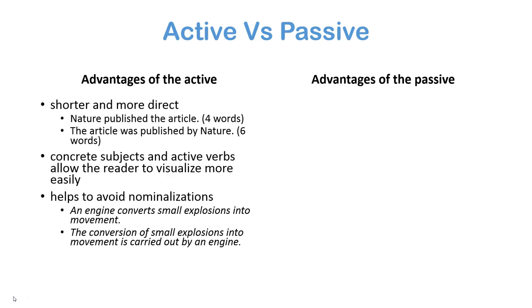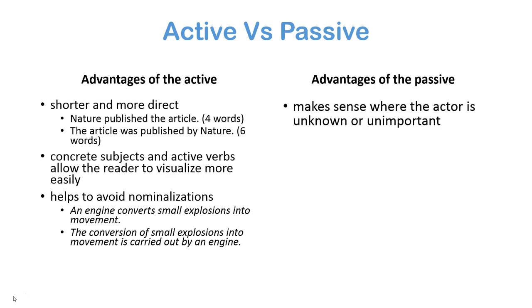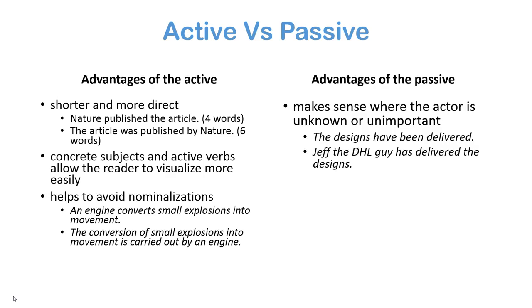Now, I mentioned before that you should use the active unless there's a good reason not to. And sometimes there are good reasons to not use the active but to use the passive. So let's have a look at some of those. The passive makes sense where the actor is unknown or unimportant. So for example, the designs have been delivered would be a pretty common standard sentence. It would be unlikely that you would write Jeff the DHL guy has delivered the designs. Even though Jeff is probably an awesome kind of a dude, he's not the important thing in this context.